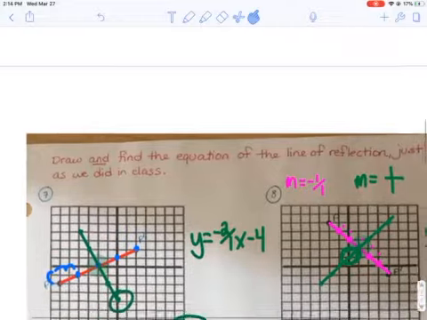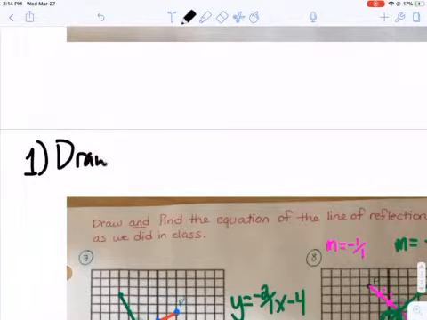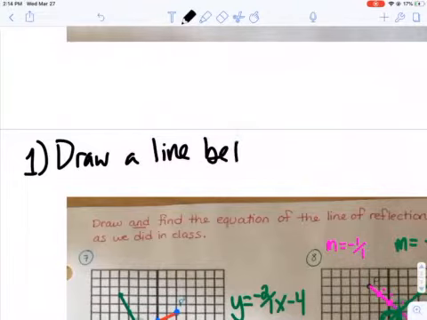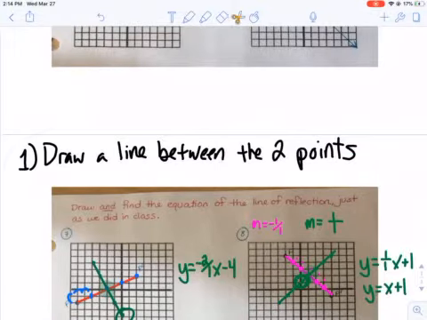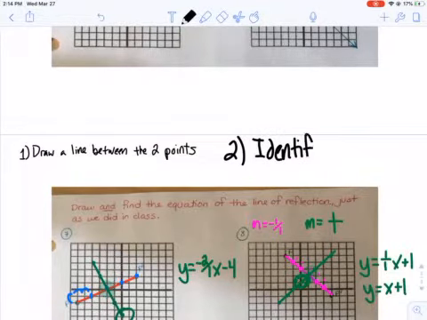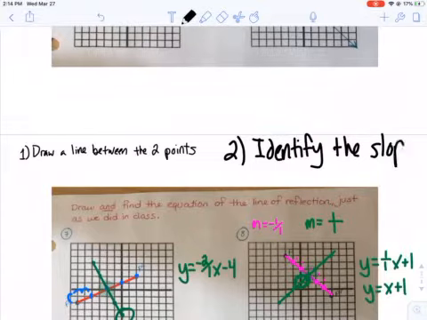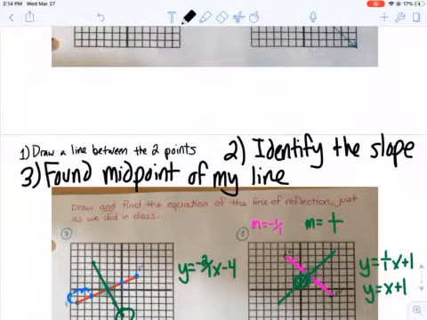Again, the keys of what I did here. I'll write up my steps right here. 1. Draw a line between the 2 points. Second step, I identified the slope. Third, I found the midpoint of my line.